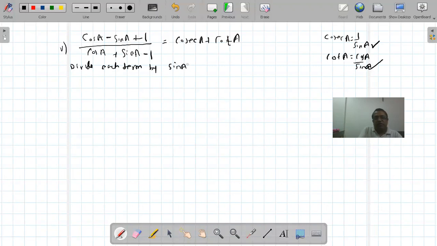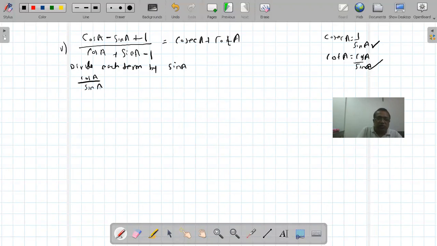Why am I dividing each term by sine A? Because when I divide each term by sine A, I'm going to get all these terms in terms of cosec and cot. Because cosec is 1 by sine and cot is cos by sine. So the denominator is sine. So that's why I've got the clue that I have to divide by sine. So I need to divide each of these terms by sine.